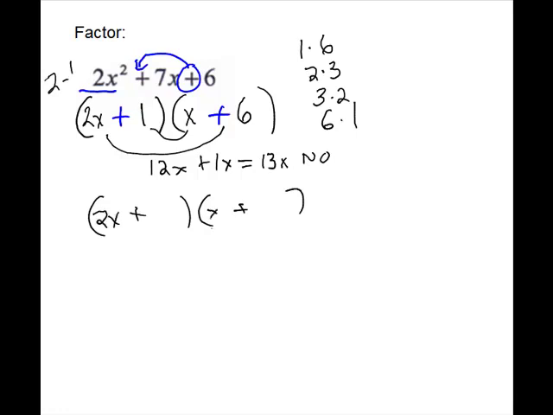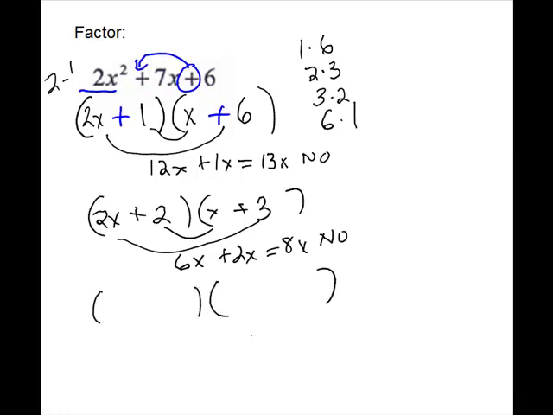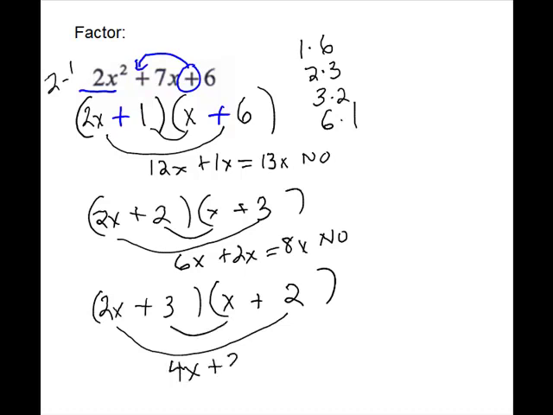So 2x and x, that stays the same, and we try 2 and 3. We check. This is 6x plus 2x is 8x. And that does not work. We're trying to get a 7. So we go to the next choice. Keep our 2x and x like signs. And we try 3 and 2. You want to be real systematic here. Make your list and go right through your list. Check outside 4x. Plus inside 3x is 7x. This one is the correct choice.